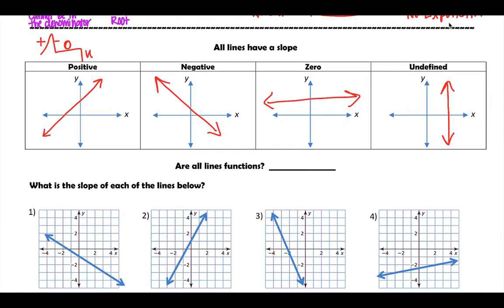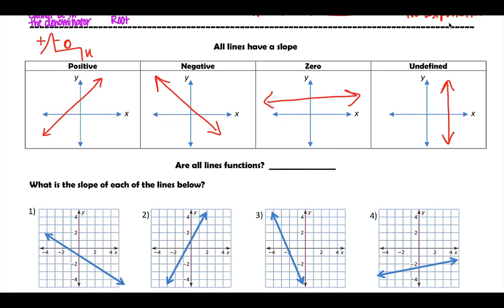So real quick, going back to functions, looking at these lines, are all lines functions? So if we look at the first one, does it pass the vertical line test? Yes, it only goes through once, right? It passes the vertical line test. Second one? Yes, passes the vertical line test. Third one? Yep, passes the vertical line test.